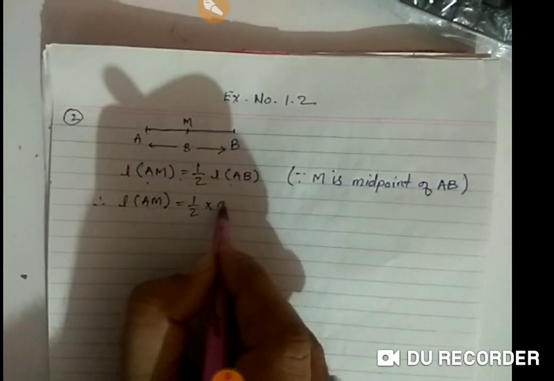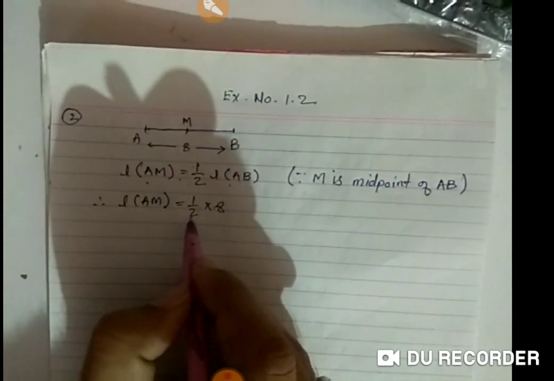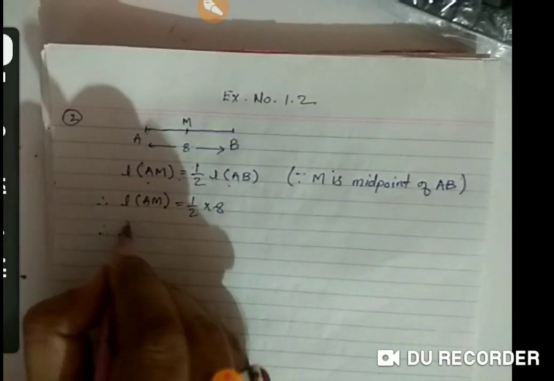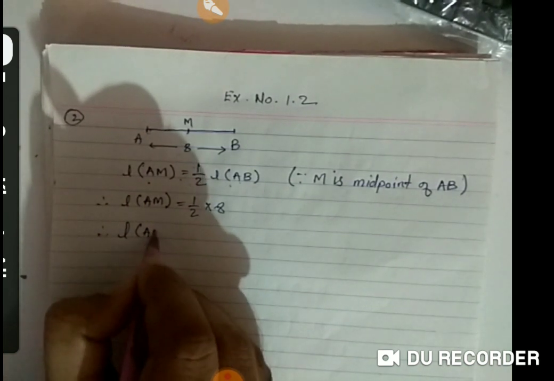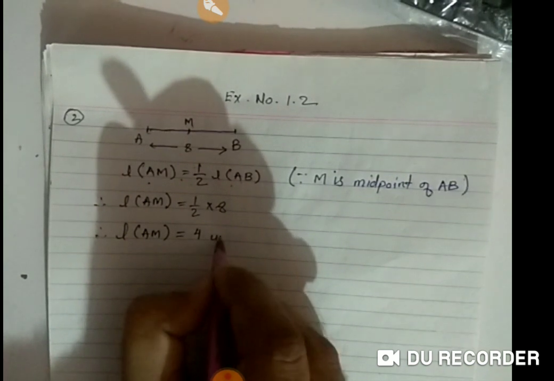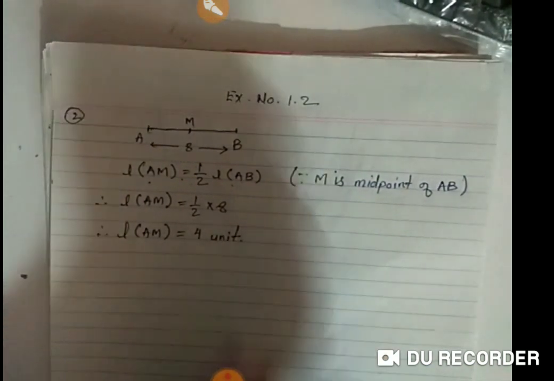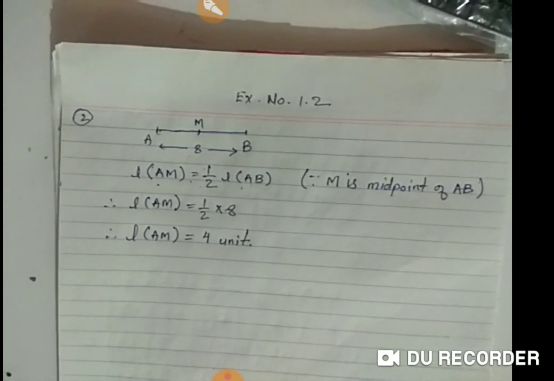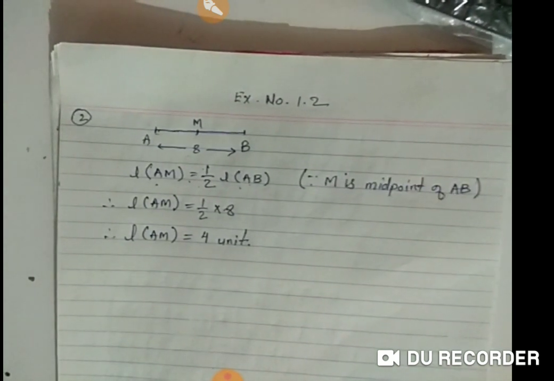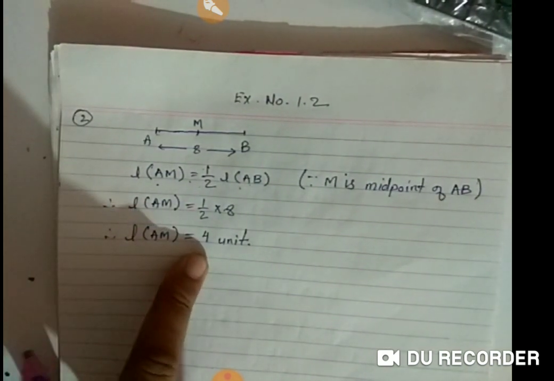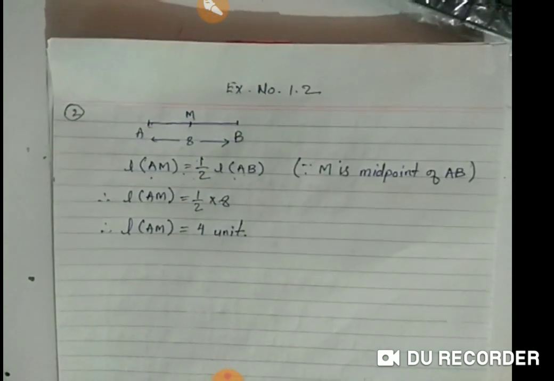So here I'll take 8. You can divide this 8 by 2. So your length of AM will become 4 unit. Question was about to find out length of AM, and according to our calculation, length of AM is how much? 4 unit. Hope it is clear to everybody. Now move on to the next question.